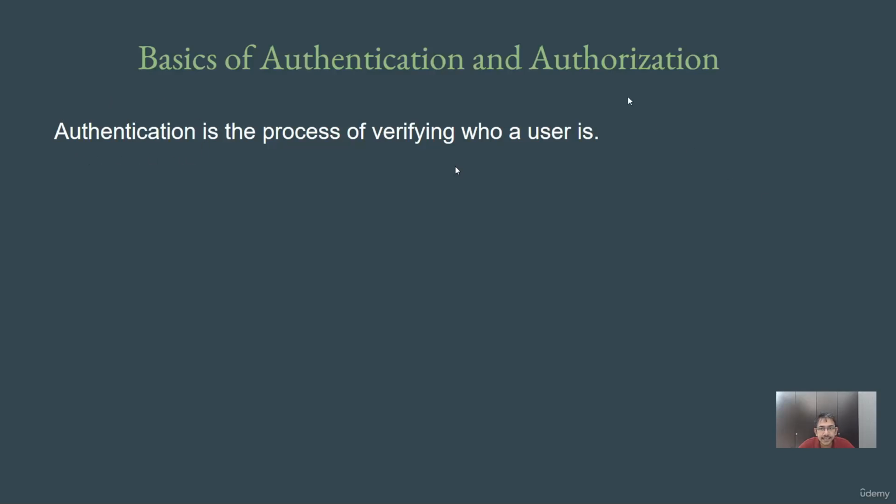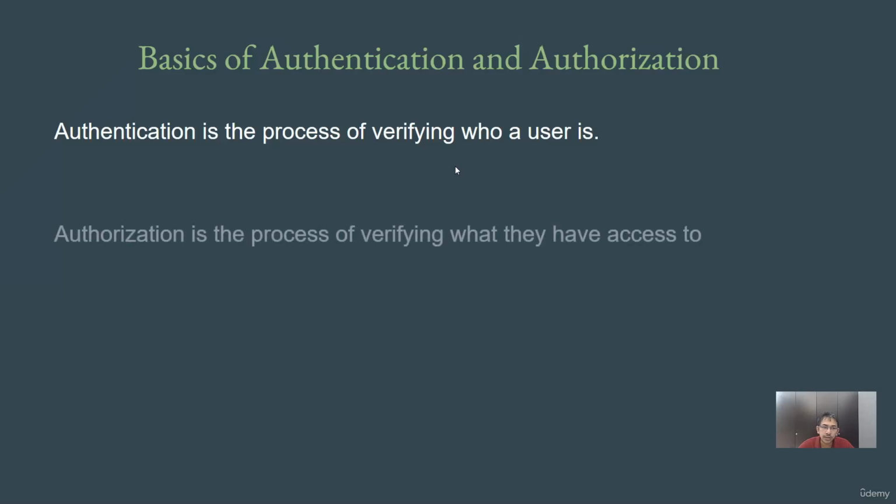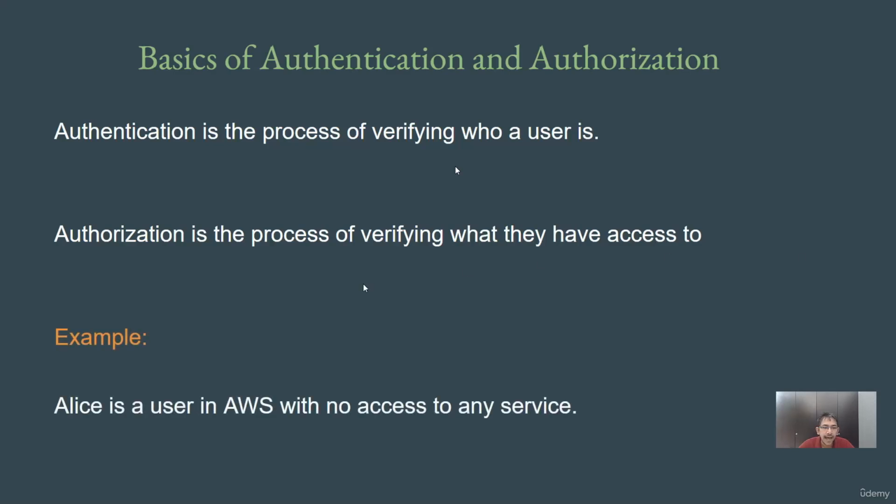The second stage is the authorization. The authorization stage is used to verify whether the user has access or not. We can understand this with a simple example where Alice is a user in AWS but there is no access given to this user. Depending upon the user, some users might have admin access, some users might have read-only access, some users might be present but without any access.